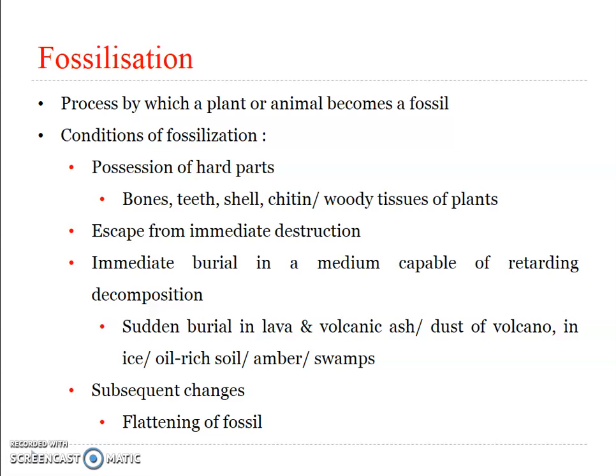The first one is the possession of hard parts. Organisms having hard parts are much more likely to become fossilized than those lacking a skeleton or harder structures. These hard body parts include bones, teeth, shells, chitinous structures, or woody tissues of plants. These can help in fossilization in a better way.